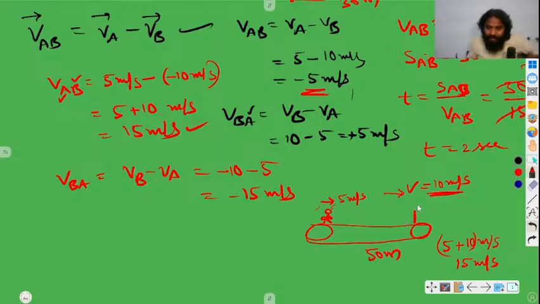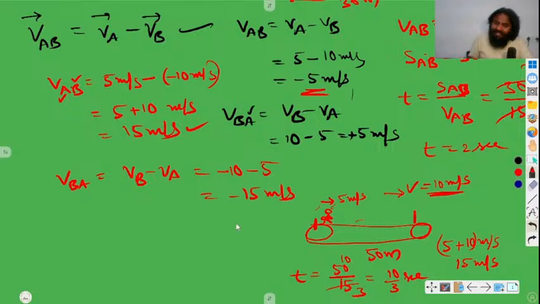So this 15 meters per second is the speed of this person. From one end to the other end, how much is the distance? 50 meters. Now he will take time equal to 50 meters distance by speed. What is the relative speed? 15. Now it cancels 5 times, and 10 by 3 seconds it takes. Clear? 10 by 3 seconds it takes to reach this position.